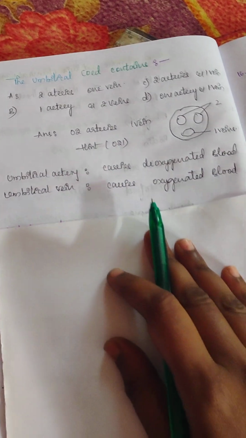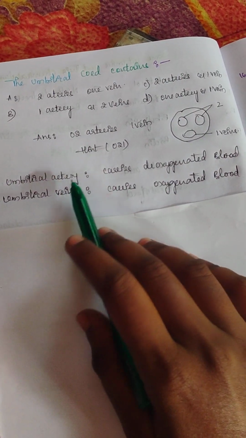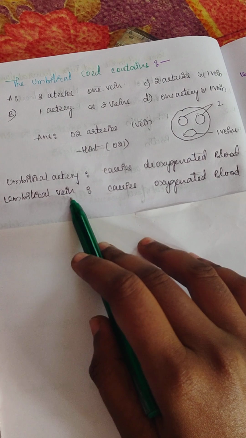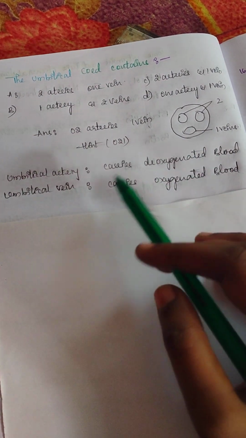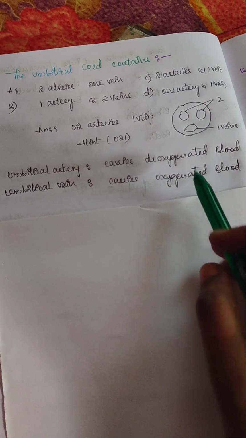Then, similar to the pulmonary artery and pulmonary vein, the umbilical artery carries deoxygenated blood and the umbilical vein carries oxygenated blood.